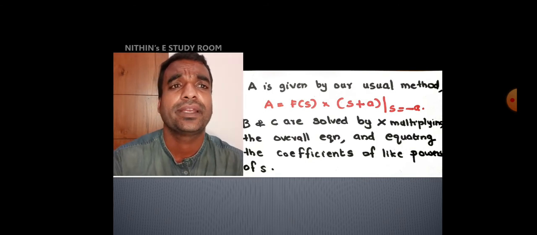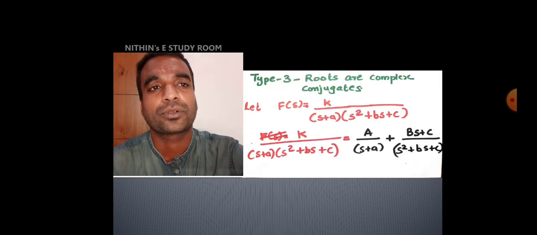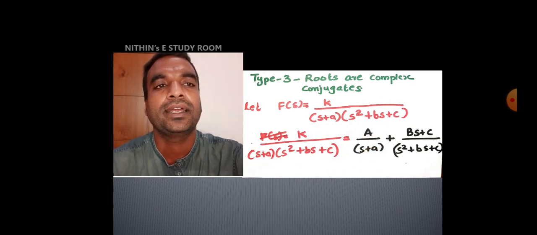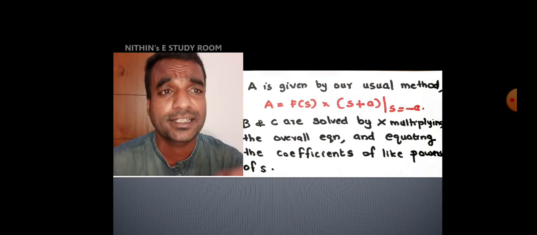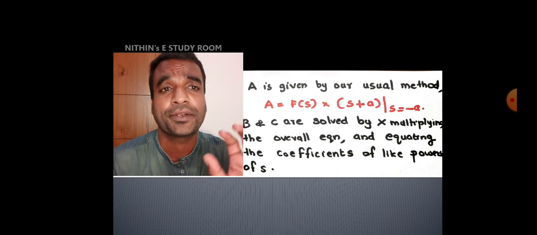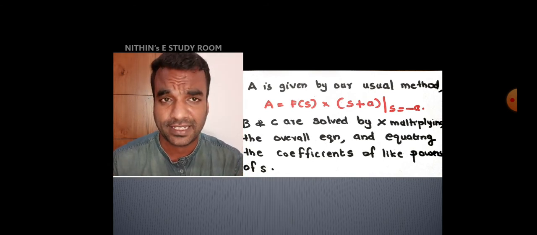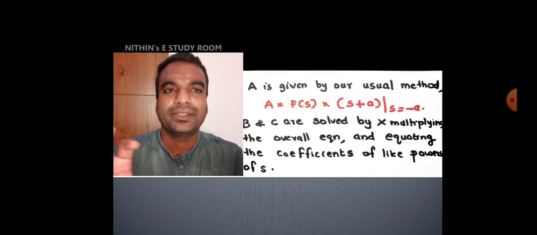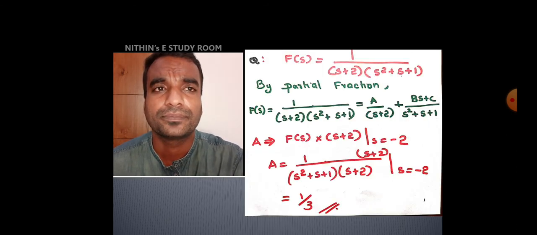So A is given by our usual method. A is equal to f of s into the denominator s plus a, and put s is equal to minus a, normal thing. But b and c are solved by cross multiplying the overall equation and equating the coefficients of like powers of s. We have to cross multiply the total equation and identify the similar terms of s. That we will check in a problem.